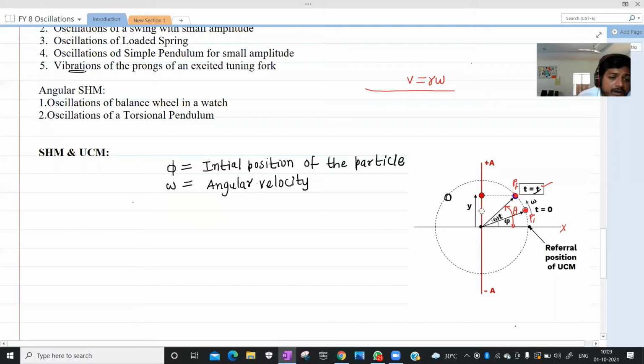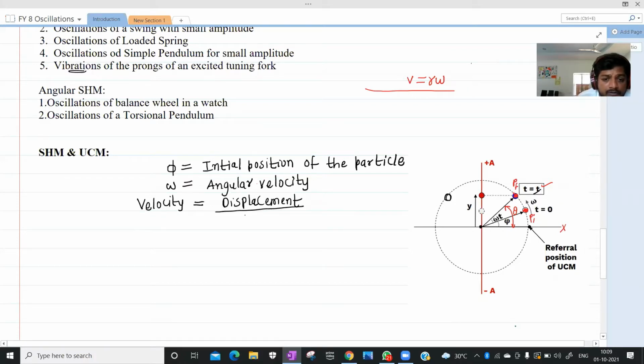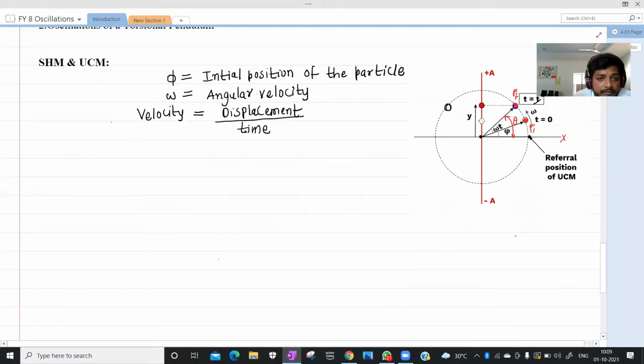You already know the basic definition of velocity: displacement by time. Now I want the displacement. Displacement is equal to velocity into time. So here the displacement will be, for whatever displacement it is, velocity into time.